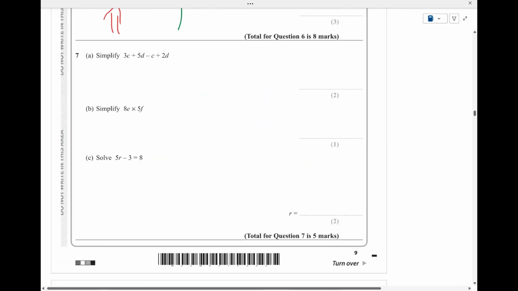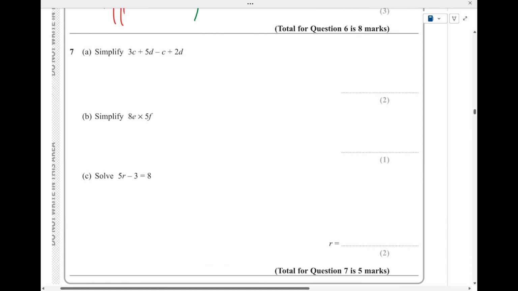Question 7. Right. Simplify. Right, what have I got here? I've got 3 C's. Have I got any more C's? I've got 3 C's here and minus a C. So altogether, that's 2 C's. And then I've got some D's. I've got plus 5D and another plus 2D gives me plus 7D.